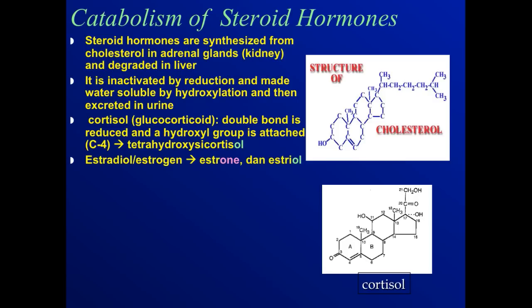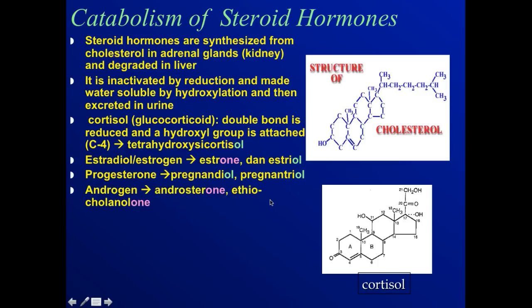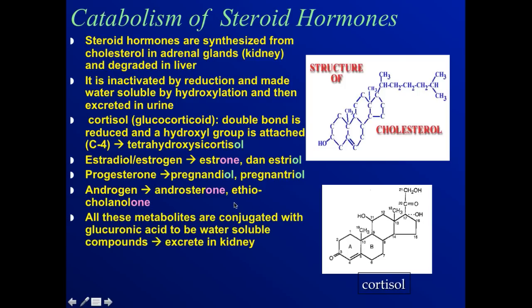Now, another example is your estrogen, the female steroid hormone. It will be converted to estrone and estriol once the hydroxyl groups are being added. Then it will be excreted into the urine. Progesterone, okay, it will be reduced to pregnanediol and then hydroxylated to pregnanetriol. The androgen, the male sex hormone, to androsterone and etiocholanolone. Now, all these metabolites are conjugated with glucuronic acid to make them more water soluble.